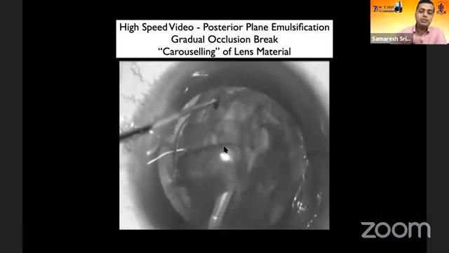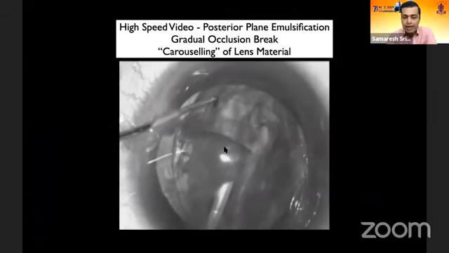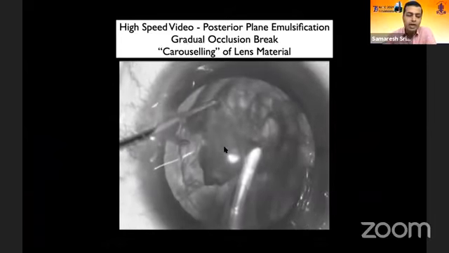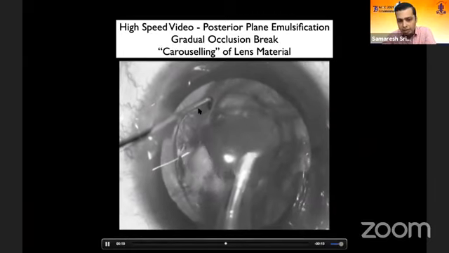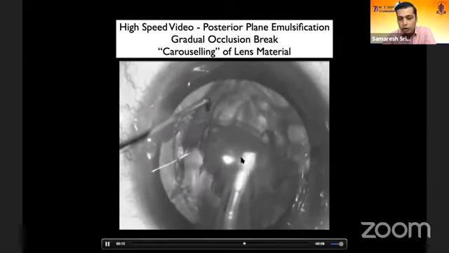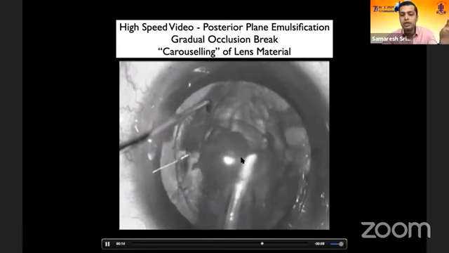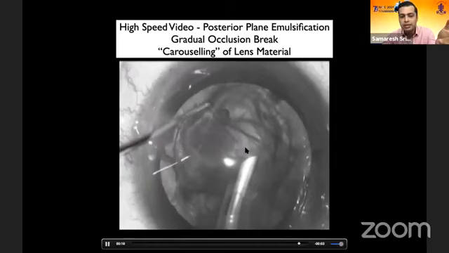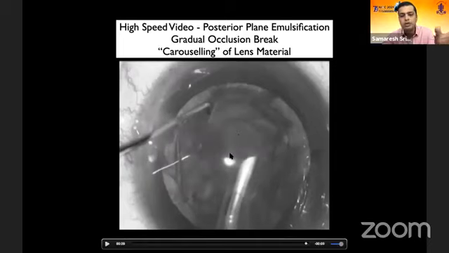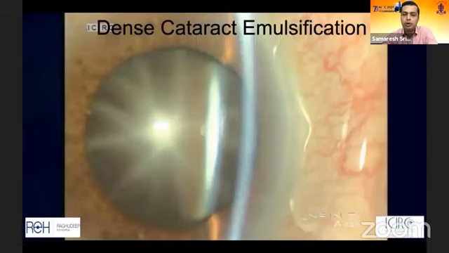We did a high-speed study where we put a high-speed camera and recorded what actually happens when we're doing an emulsification of a fragment. And notice the second instrument is dead steady over there. The phaco probe, particularly the torsional delivery of energy, is so good that it completely shears off the nuclear fragment, and there's a sort of turbulent movement where the whole nuclear fragment breaks down on its own without any second instrument maneuver and is completely absorbed.